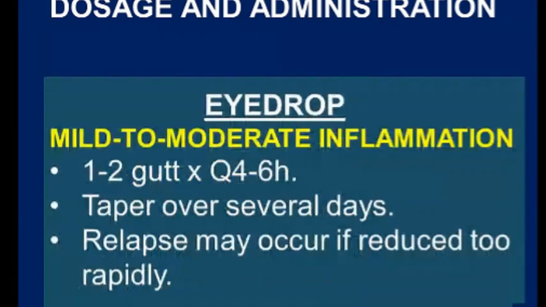For mild to moderate inflammation, 1 drop every 4 to 6 hours, which is 3 to 4 times daily. You taper it down over 2 weeks. So you taper over several days, and like I said, rebound effects can occur if you stop abruptly.